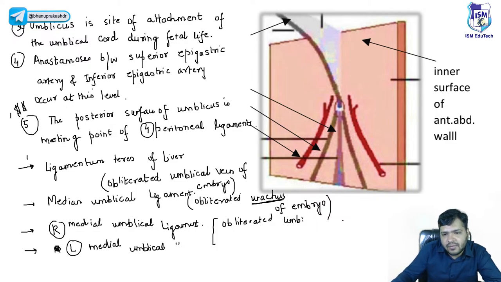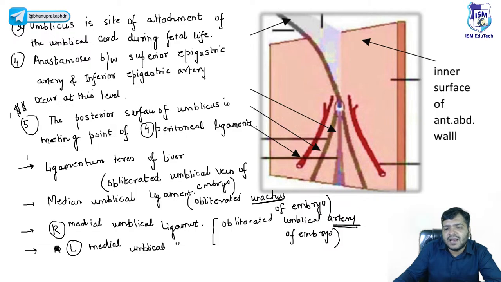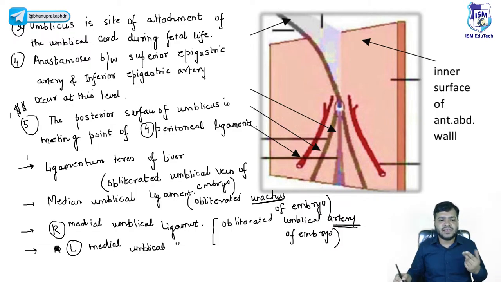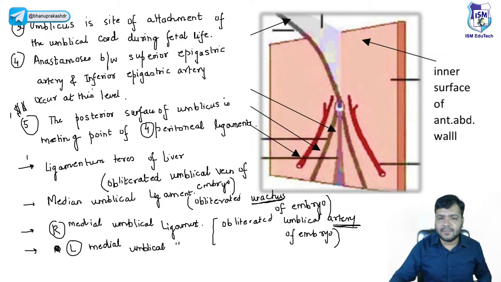Umbilical artery of embryo. Ab beta do kyun likhi hai? Kyunki do umbilical artery thi na. We have two umbilical arteries, the right umbilical artery and the left umbilical artery.